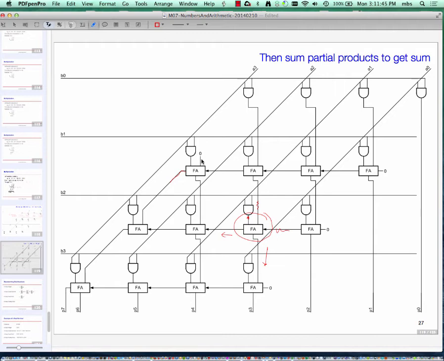Can we interchange other wires? You could change other wires too. Yeah. Again, the thing to remember is carry out has a weight, an additional factor of 2. So it should go to the next column. That's the only thing that matters. How you add them up, all the 3 inputs of a full adder really are doing the same.